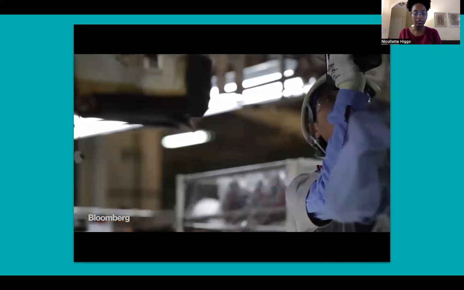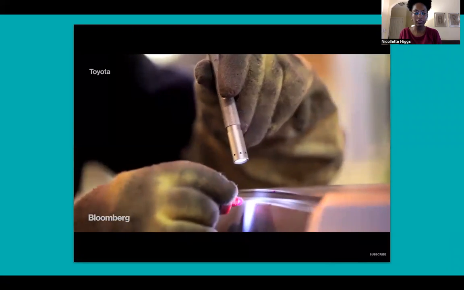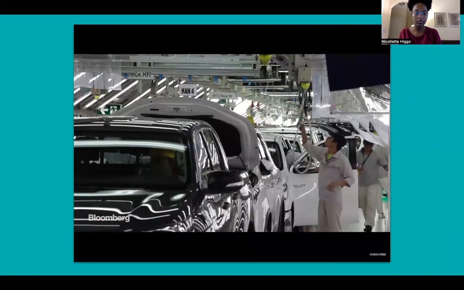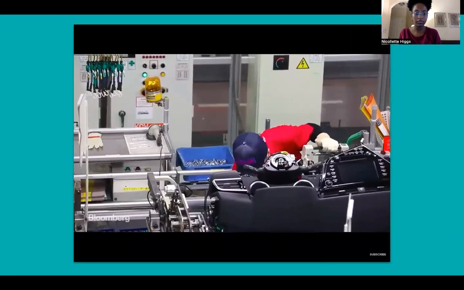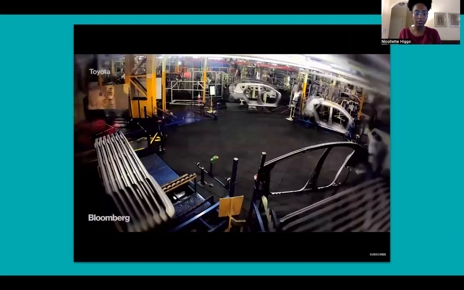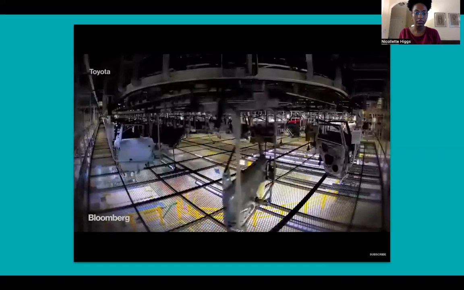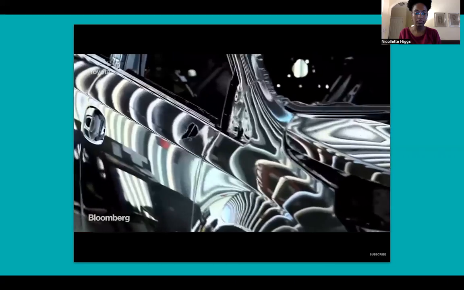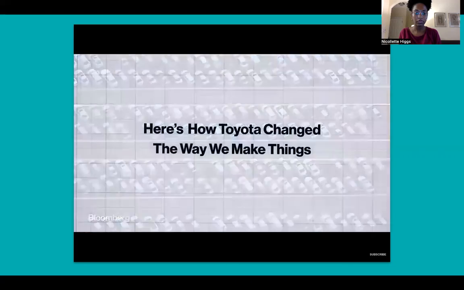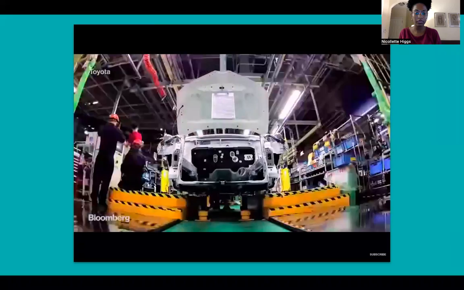Toyota knows how to make cars. It does it so well, it became the first company to produce more than 10 million a year. Its success is rooted in a special system and began what's now known as lean manufacturing, an ethos emulated by companies around the world to make products faster, cheaper, and better. Here's how Toyota changed the way we make things.